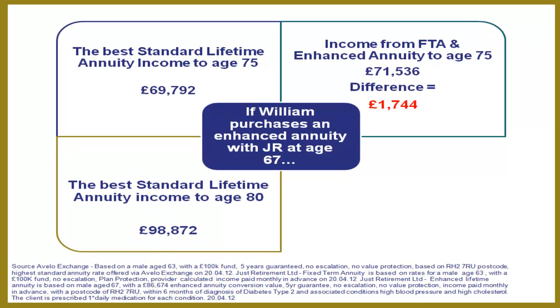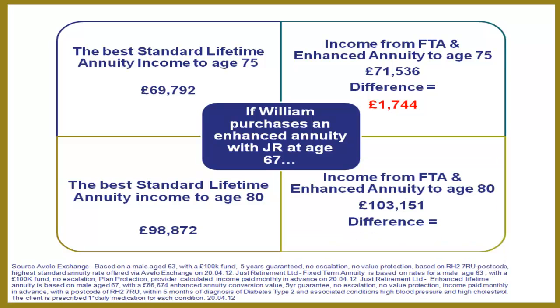By age 80, if he'd remained with a standard rate annuity, his total income would have been just under £99,000, but converting at age 67, he boosts this to over £103,000. This is over £4,000 more, or put another way, the equivalent of an additional 10 months worth of income that he would otherwise not have had.